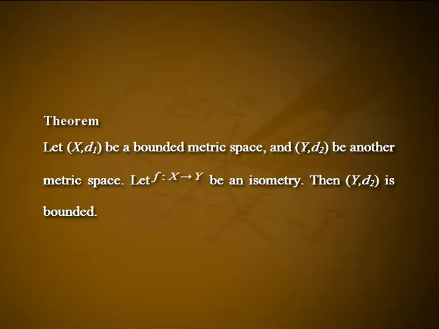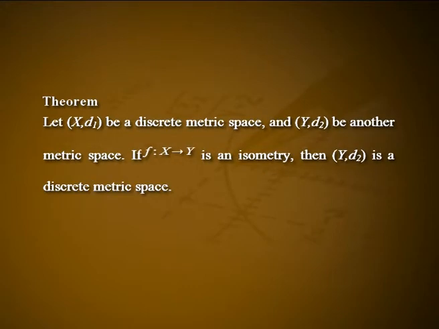There are several properties which are preserved under isometries. The next two theorems are immediate consequences of the definition of an isometry. Theorem: let (X, d1) be a bounded metric space and (Y, d2) be another metric space. Let f from X to Y be an isometry. Then (Y, d2) is bounded. Theorem: let (X, d1) be a discrete metric space and (Y, d2) be another metric space. If f from X to Y is an isometry, then (Y, d2) is a discrete metric space.